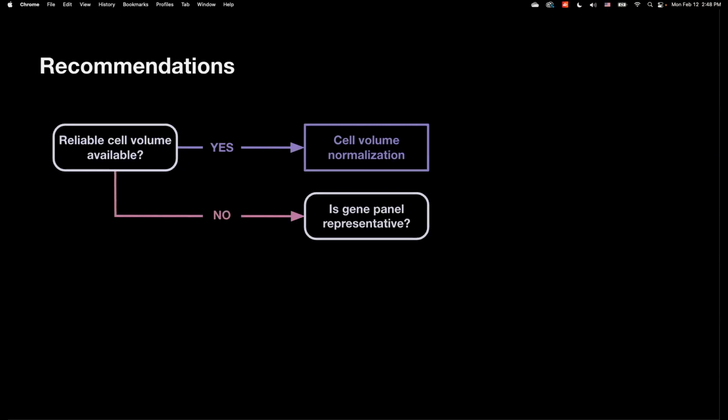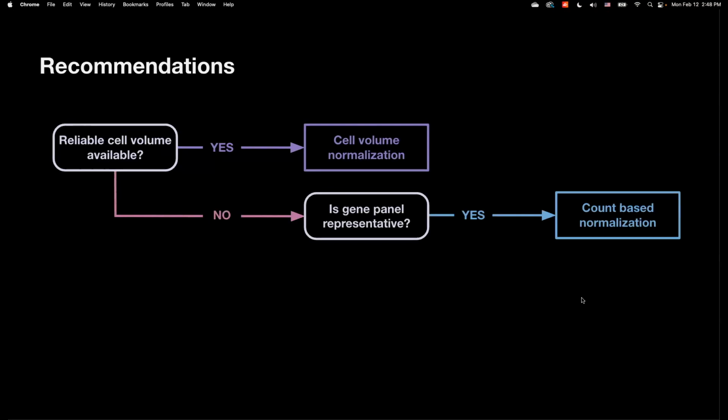However, if this is not possible, then that is when an evaluation of how representative the gene panel you're working with might be necessary. To do this, we recommend using matched untargeted gene expression data, such as single cell RNA sequencing data from many of the available atlases that are now public. And if your gene panel is fairly representative of the tissue being used, then total counts are likely a reliable surrogate for how much of your cell volume is captured in the imaging. And therefore, using single cell normalization methods like library size normalization or SCTransform will likely not lead to significant biases in downstream analysis.